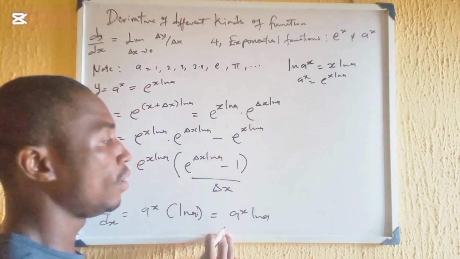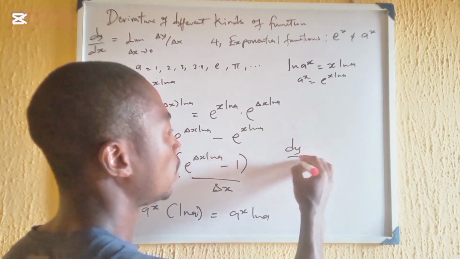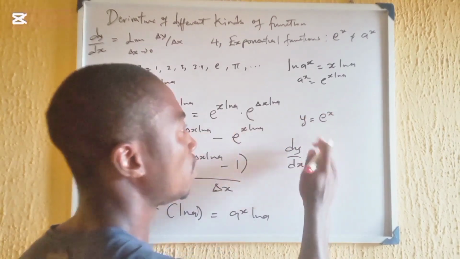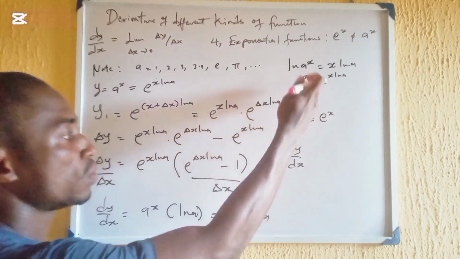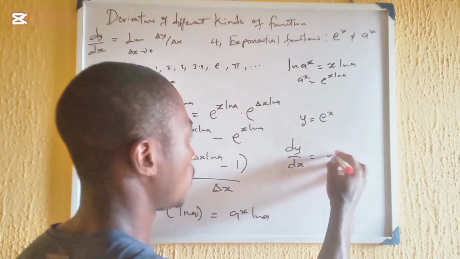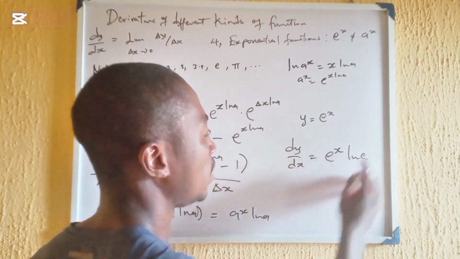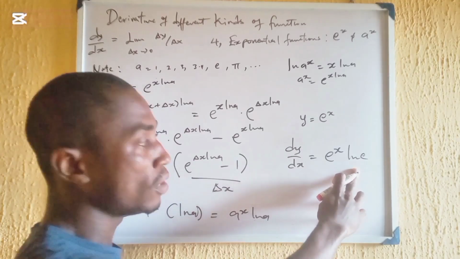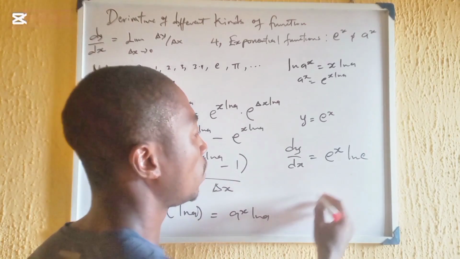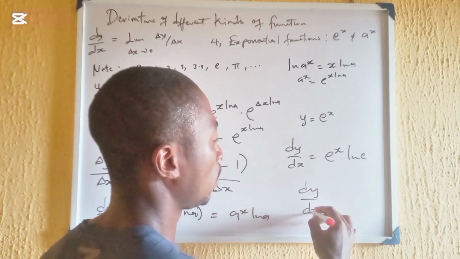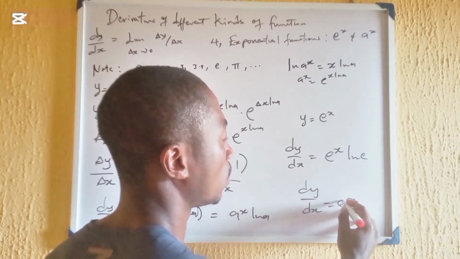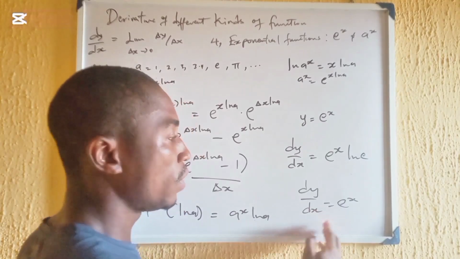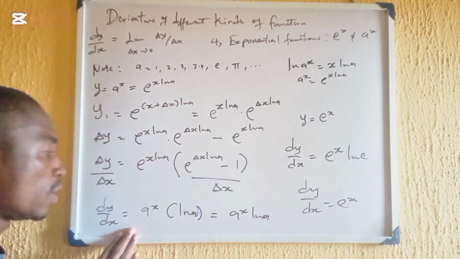Now, if a is e, we'll be having that dy dx for y equal to e to the power x. That means a is e, so we're having e to the power x ln e. ln e will give you 1 because this is something as log e base e. So in that case, we'll be having dy dx is equal to e to the power x. So you can see that we're able to get the derivative of e to the power x from the derivative of a to the power x.